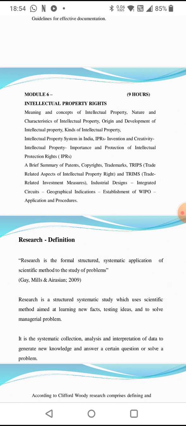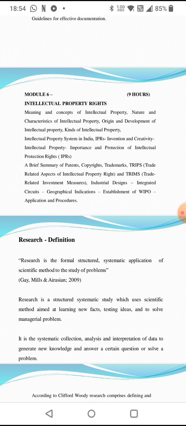and a brief summary of patents, copyrights, trademarks, TRIPS, that is trade related aspects of intellectual property rights, and TRIMS being trade related investment measures, and all these. Geographical indications is also a part of your module.